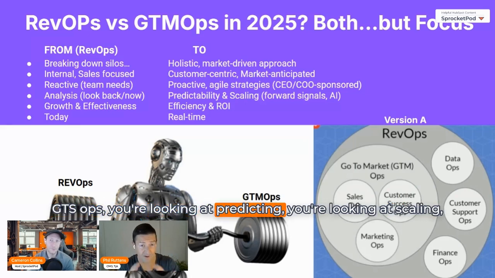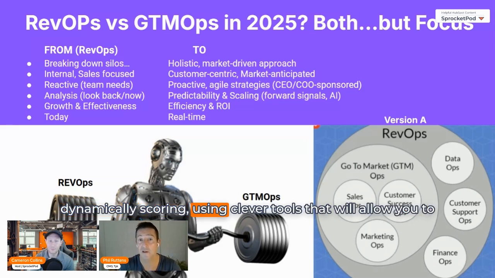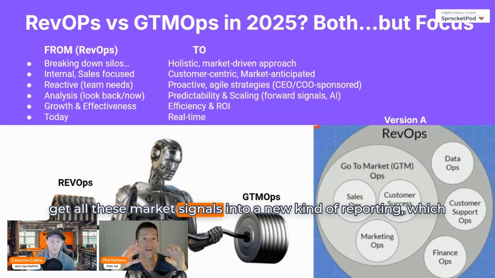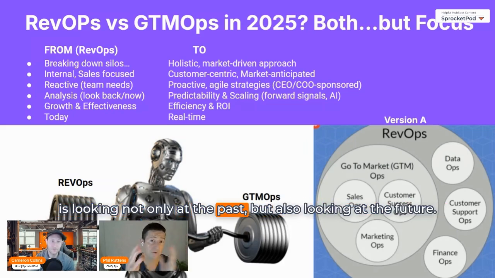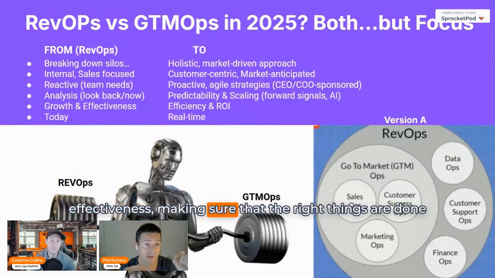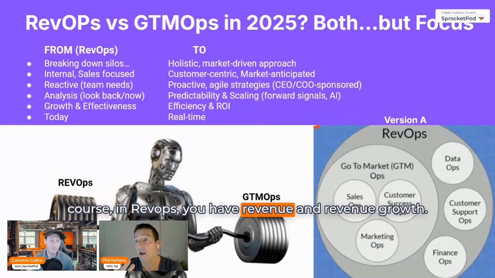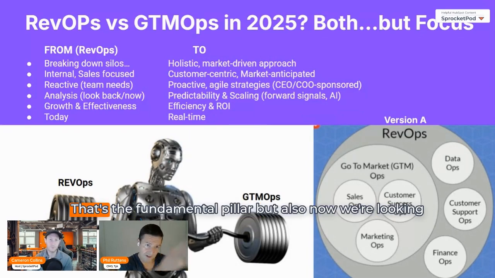You're looking at predicting, you're looking at scaling, you're looking at forward signals, buying intent, using dynamic lead scoring, using clever tools that will allow you to get all these market signals into a new kind of reporting, which is looking not only at the past, but also looking at the future. That you're looking also at going from a pure growth and effectiveness, making sure that the right things are done, to more of a cost efficiency, an ROI, actually, where, of course, in RevOps, you have revenue and revenue growth. Yes, that's the fundamental pillar.